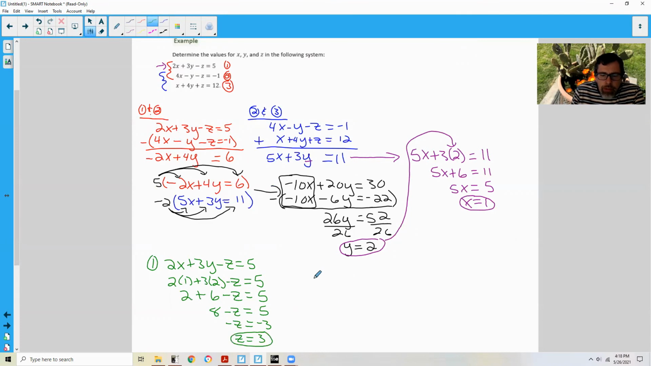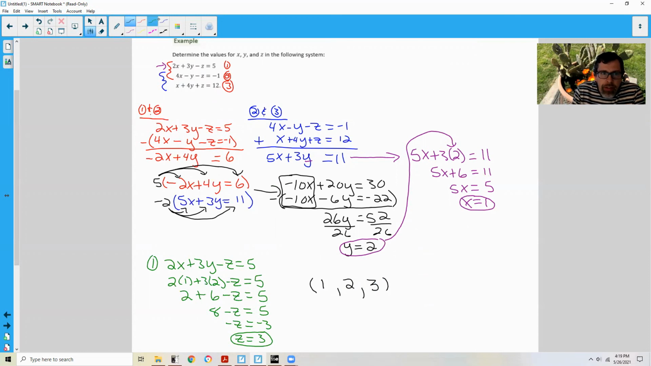So we get the ordered pair, or the set. It's still an ordered pair. Instead of x comma y, it's going to be x comma y comma z. So x is 1, y is 2, and z is 3. Okay, and I'm still not confident. I shouldn't say confident. I'm confident, but I'm still not convinced that this is true.